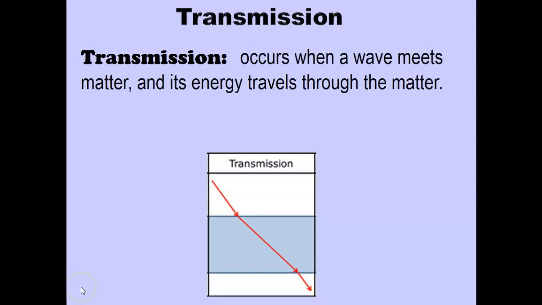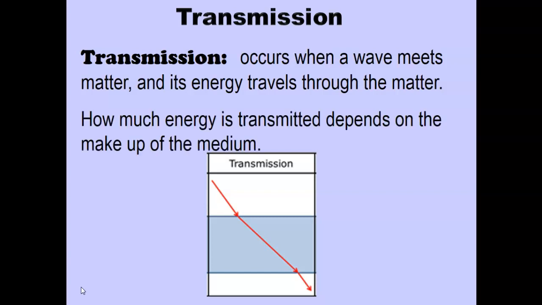Now let's talk about transmission. This occurs when a wave meets matter and its energy travels through the matter. Again, how much energy is transmitted depends on the makeup of the medium itself. So here we see, here is our incoming wave. It hits this matter. It goes through the matter and then it passes through to the other side and comes out. Okay, that is transmission, the passing through of that energy through matter.